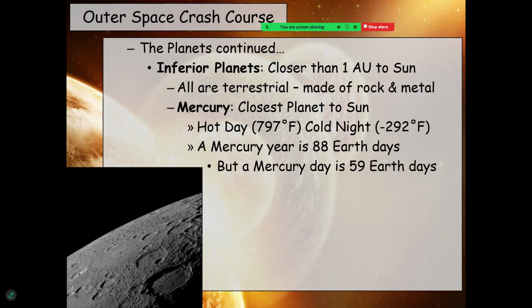Remember, if a year is the amount of time it takes for a planet to get all the way around the sun, a day is how long it takes a planet to turn around once, to completely rotate. On Earth, we rotate every 24 hours. It takes Mercury 59 Earth days to rotate one single time, right?